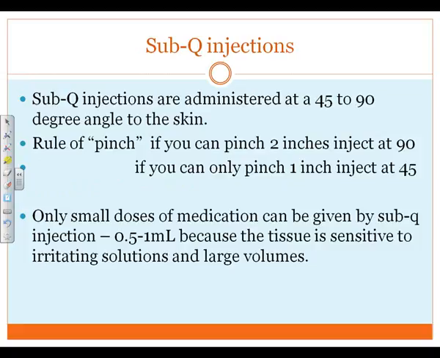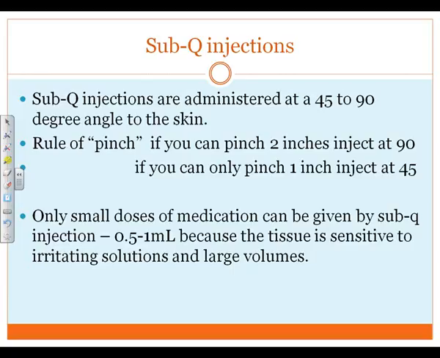With your sub-Q injections, they're administered at a 45 to 90 degree angle. So what do I mean by that? If this is the patient's arm, this would be a 90 degree angle to the arm. A 45 degree angle would be this, or this, depending on how you're holding the needle. So 90 or 45 is appropriate for your sub-Q injections.